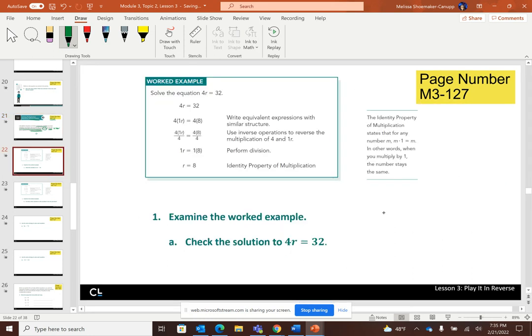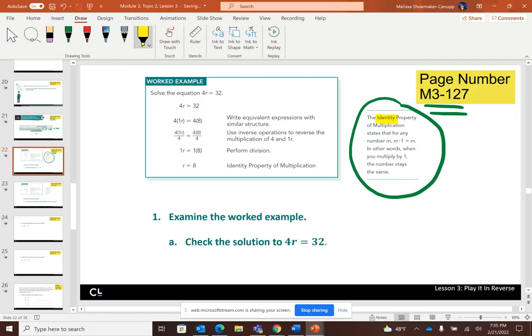Let's take a look at our worked example on page M3-127. We have a rule here, the identity property of multiplication. Now, I want you to think about the word identity being who you are. So who the numbers are using multiplication. So that means m times 1 equals m. I've already been talking about this to introduce this to you. It really means any number times 1 is going to be that number. It's going to be itself, its own identity. Multiplying it times 1 does not change it, okay?